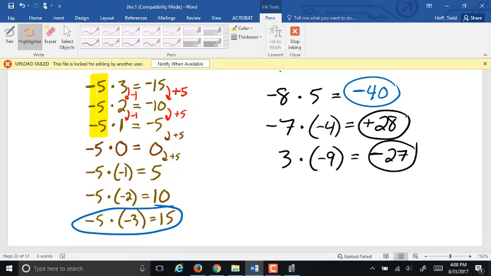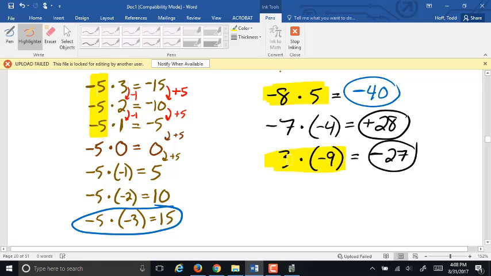So again, just to reaffirm what you've learned before. When we're multiplying, anytime we have one negative and one positive, no matter what order they're in, the result is going to be negative. Anytime both numbers are positive or both numbers are negative, the result will be positive.